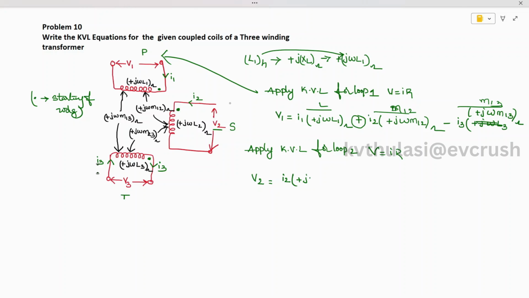Plus jωL2 ohms. So this is nothing but plus jXL, where XL is equal to ωL2. This is completed. But the second coil is linked with the first coil. So this is called mutual inductance.